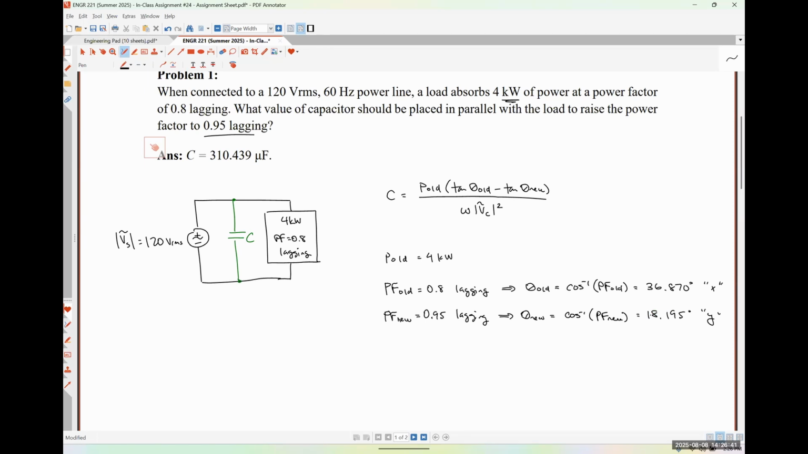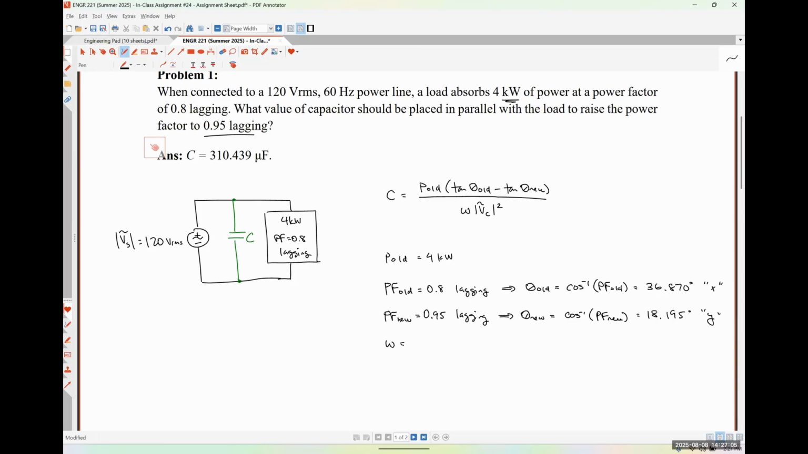All right, so we've got P old taken care of. We've got theta old taken care of. We've got theta new taken care of. How do we find omega? Well, it's just 60 hertz. So 60 hertz is our linear frequency. How do we convert that into an angular frequency?